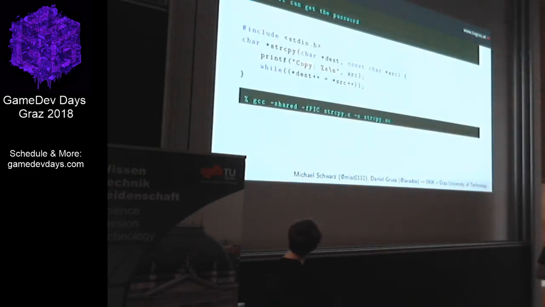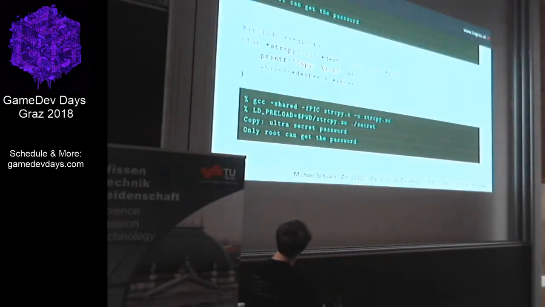Then we do this LD preload trick. We want to override the string copy function, and let the string copy function output what we actually copied, and then copy it. We can compile that as a small object, and then use the LD preload for our own string copy function, and it's replaced in this program. And then we see, oh, we copied this ultra secret password here.